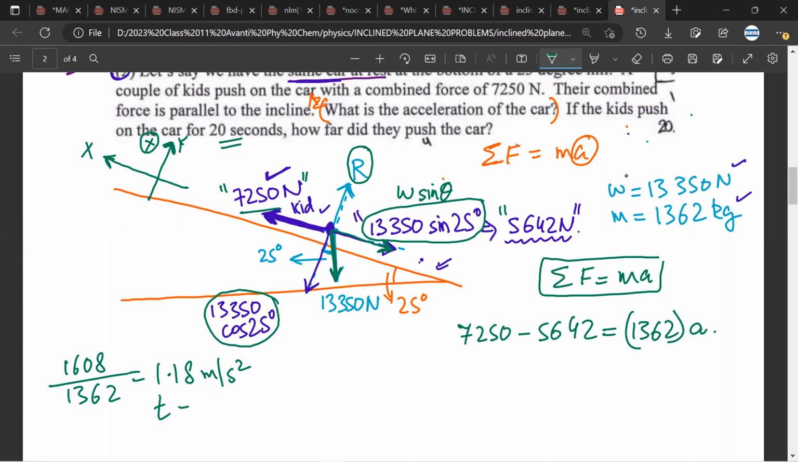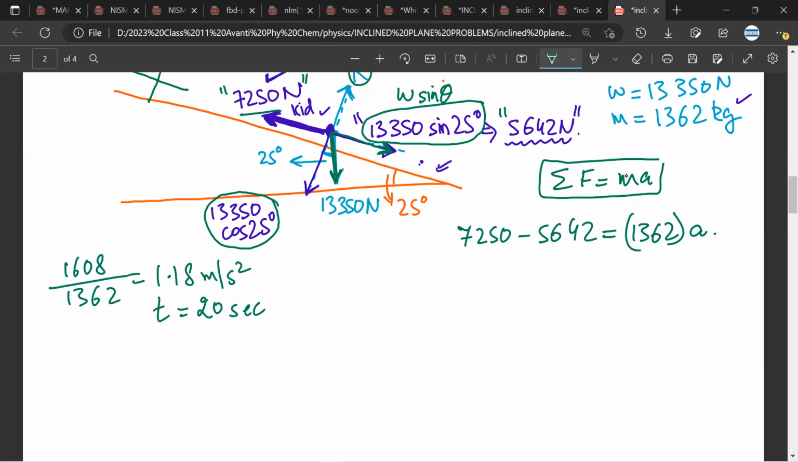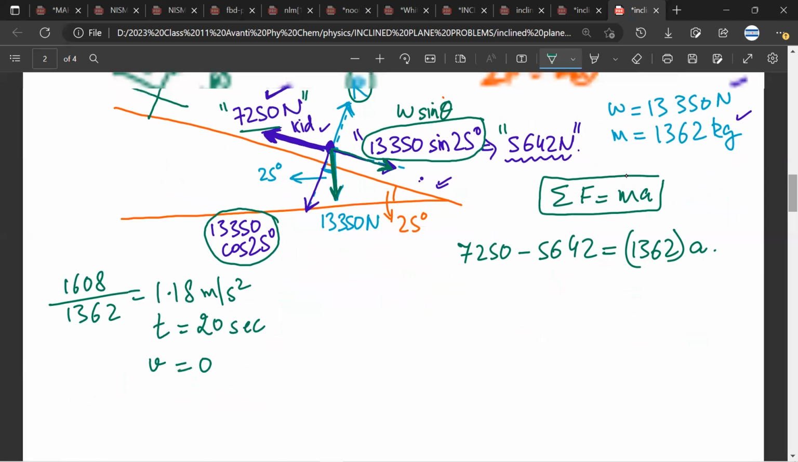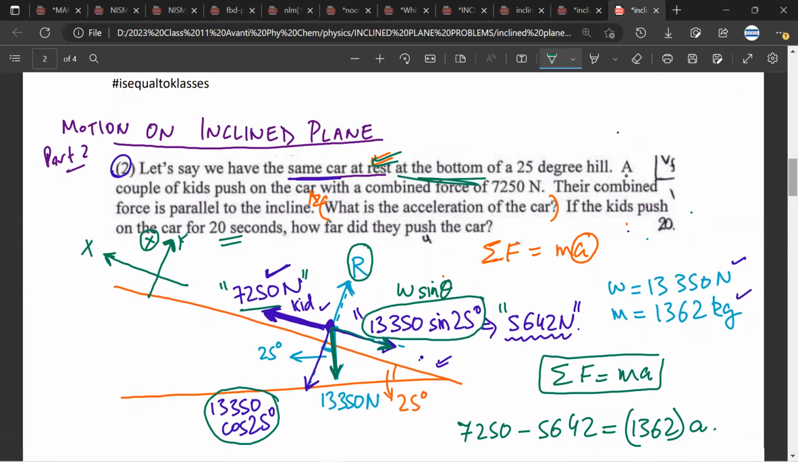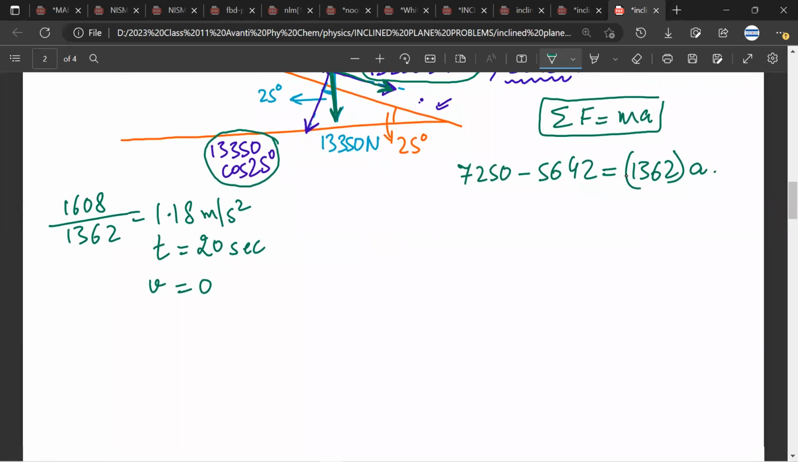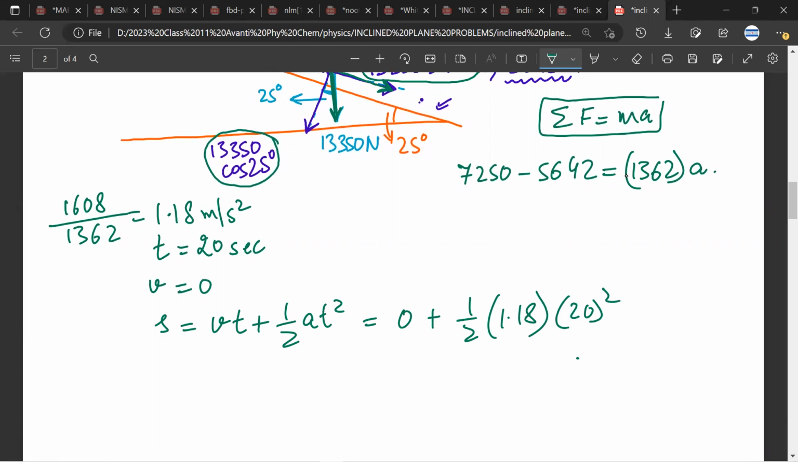The kids are pushing the car for 20 seconds and the initial velocity is zero. Why? Because they have said that the car is at rest at the bottom and they want us to calculate how far. So ut plus half at square is equal to 0 plus half a t square. Whatever is the answer would be the answer which will be written here. Is it making sense? Yeah.